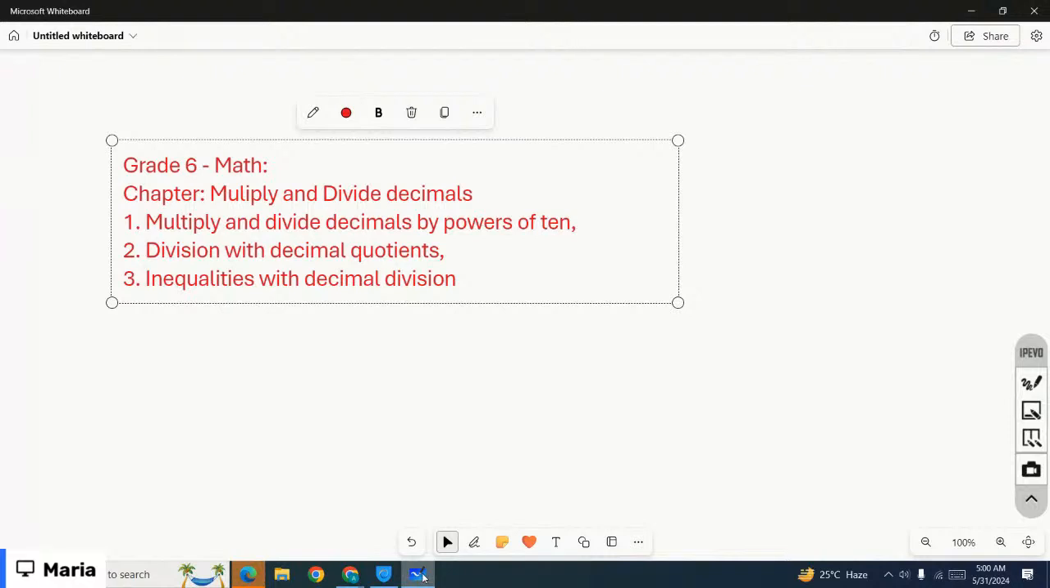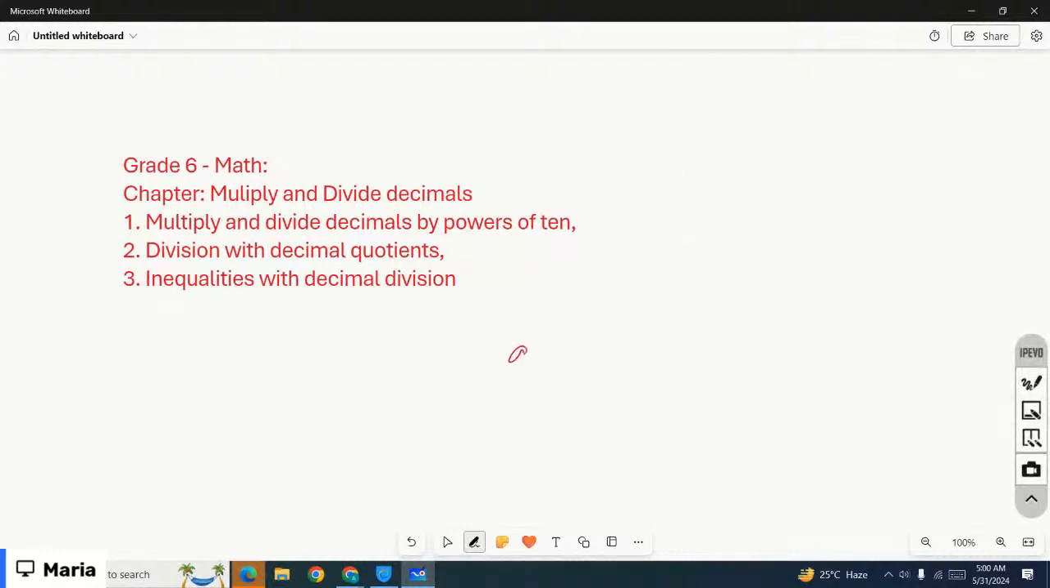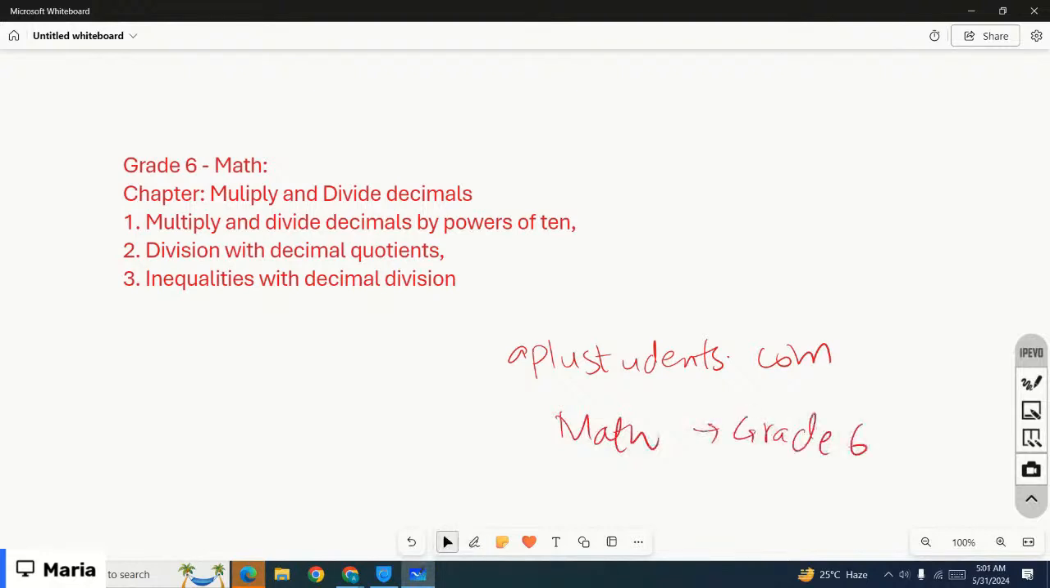Grade 6 math. You can find all the lessons on aplusstudents.com. You have to log in there using your email address and password as provided by the administrator. Then you have to select math from the subject tab. Scroll down to grade 6 and then click on view all. There you can find a list of the chapters.